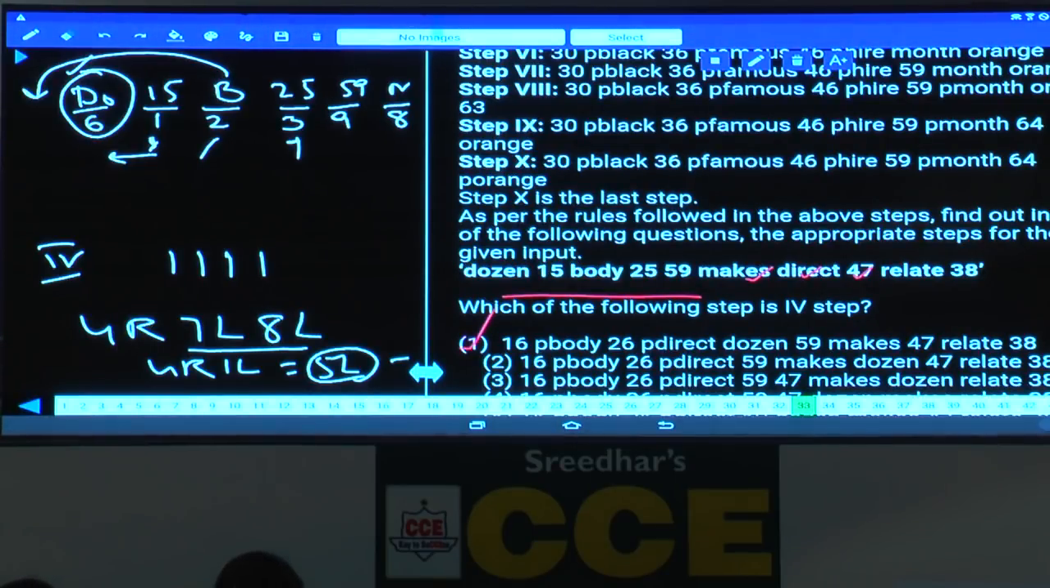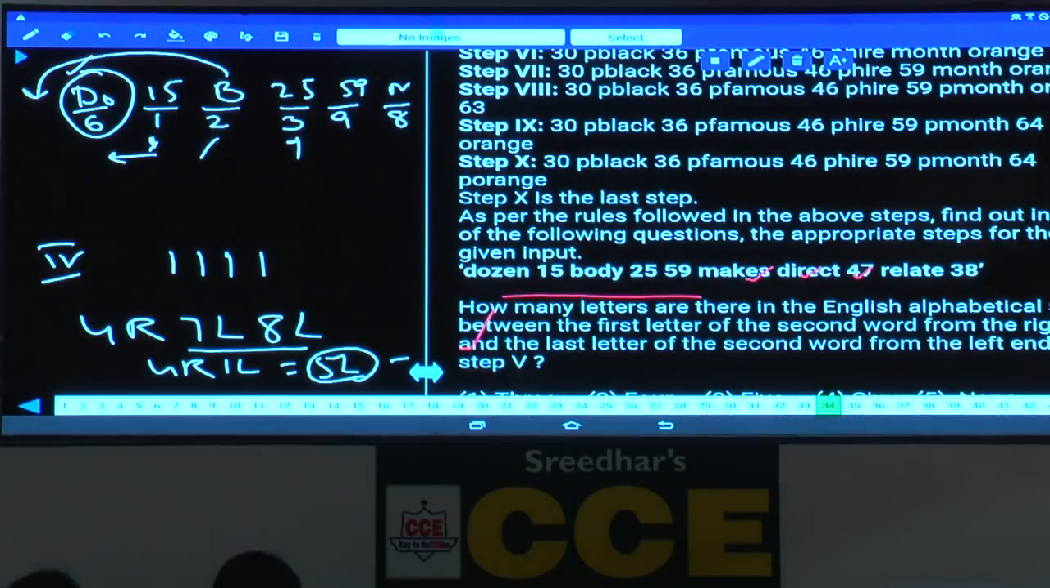Are you following this one or not? On a single basic step, we are working out all these questions.